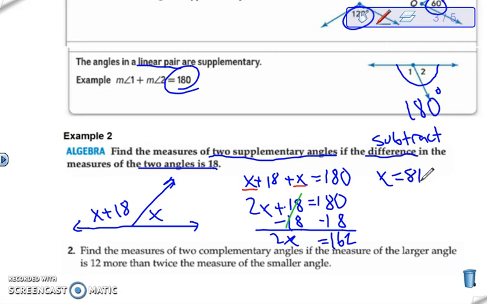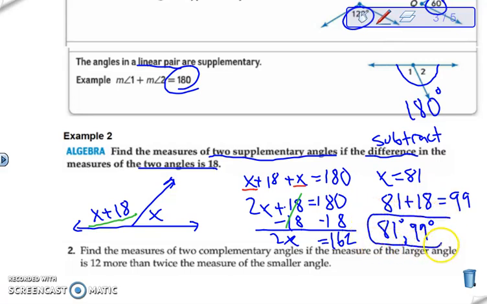Notice it said we need to find the measures of both angles. So 81 degrees is one of the angles. We notice the other angle was x plus 18. So to figure out the other one, 81 plus 18 gives me 99. So my two angles are 81 degrees and 99 degrees. And if I want to double check myself, 81 plus 99 does equal 180, so we know we did it right. Alright, so go ahead and try the next one on your own.